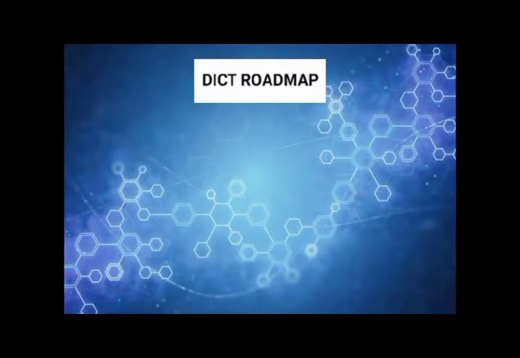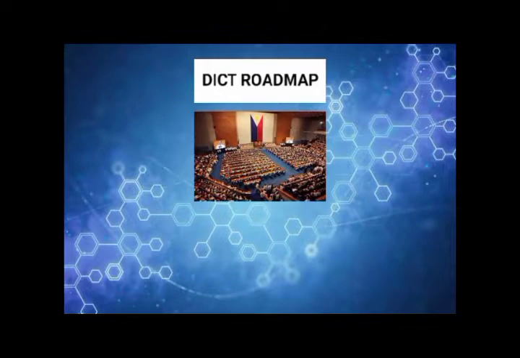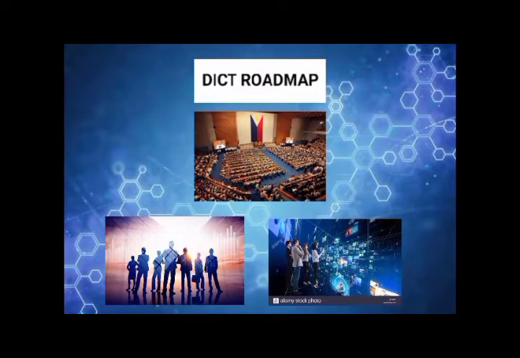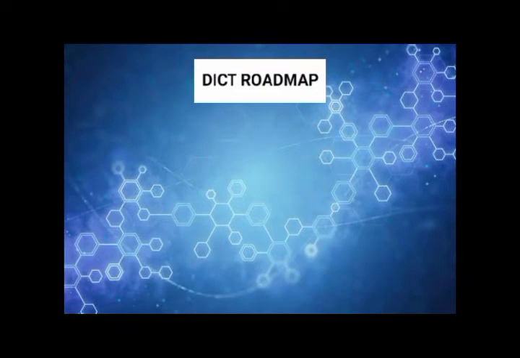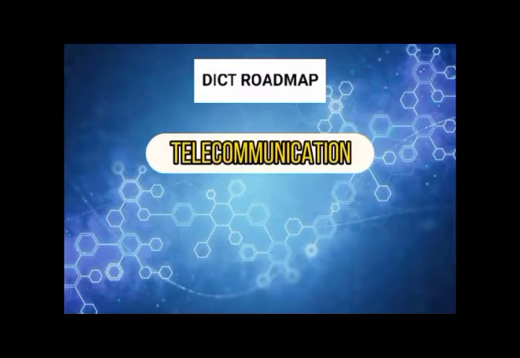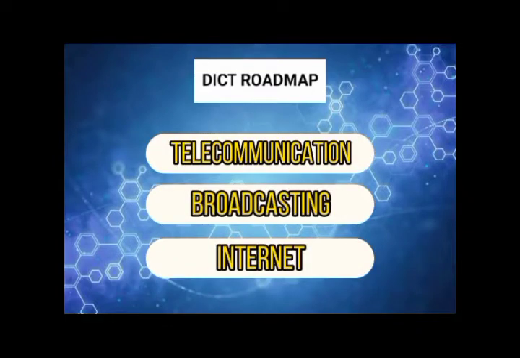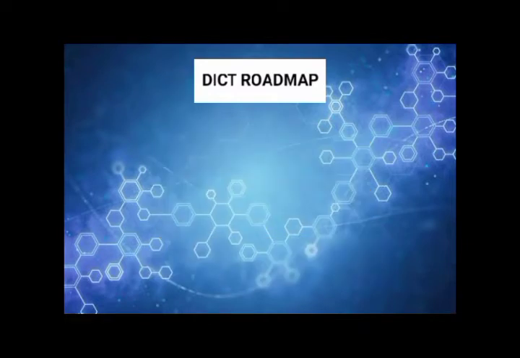ICT policies are needed to put a roadmap or course of action to be pursued and adopted by various governments, organizations, and entities involving ICT. It should include principles and guidelines in the use of ICT, which cover three main areas: telecommunications, broadcasting, and Internet, which I discussed earlier. So here is the roadmap. In our country, the Department of Information and Communications Technology, DICT, has formulated a roadmap to guide all agencies in the utilization, regulation, and enhancement of ICT.